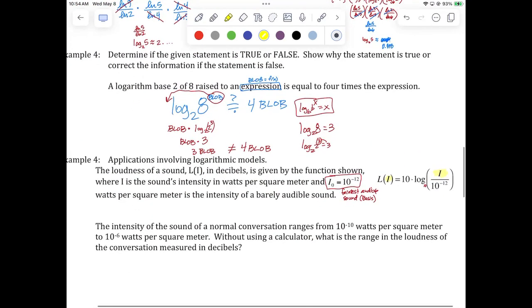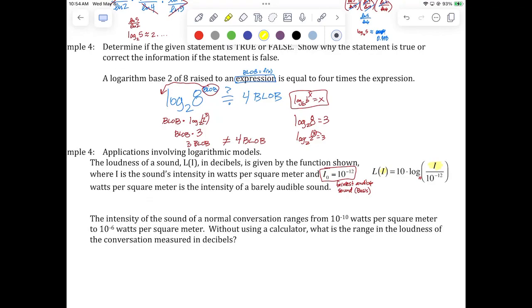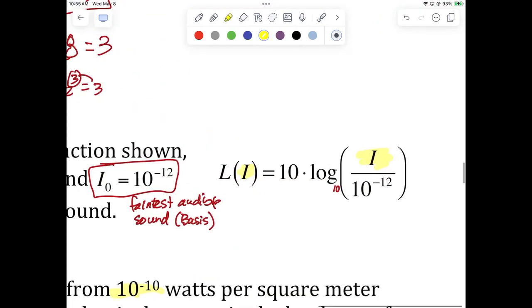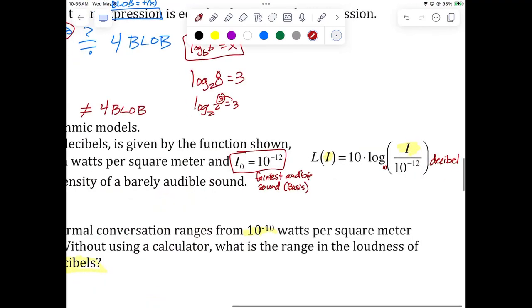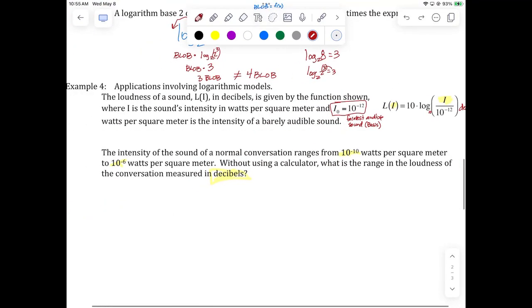All right, so it says the intensity of a sound of a normal conversation ranges from 10 to the negative 10th to 10 to the negative 6. Without a calculator, what is the range of the loudness measured in decibels? Okay, so loudness is always measured in decibels, which is a tenth of a bell. The bell is named after Alexander Graham Bell, right? The phone guy. So this is a tenth of a unit of a bell called a decibel. All right, so let's just go ahead and plug in. We'll do two things. We'll do L of 10 to the negative 10th. We're going to plug that in first, okay?